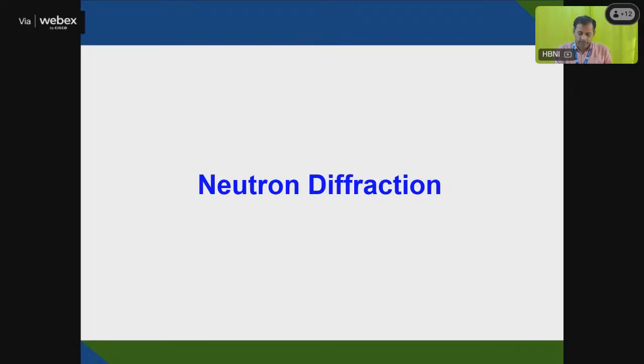So I have covered X-ray diffraction. There is another thing, scattering techniques. How these scattering techniques are useful to measure particle size, we will discuss, and how neutron diffraction gives complementary information to XRD. That we will discuss in the next class.